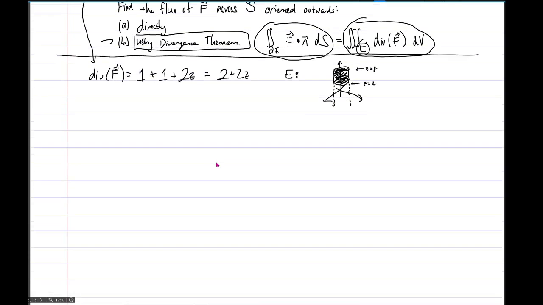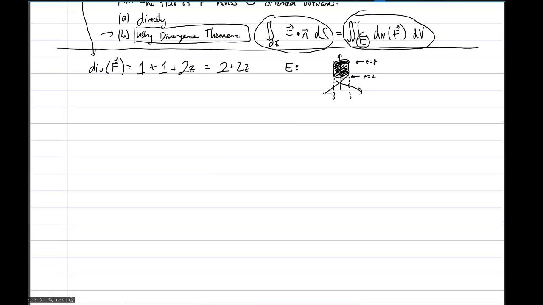Okay, so then the double integral over the surface of F dot dS is just another way to write this right here. Due to the divergence theorem, it is the triple integral over the solid three-dimensional region E of the divergence of F, which we had just computed, was 2 plus 2z. We'll just copy that from right here into place, dV.